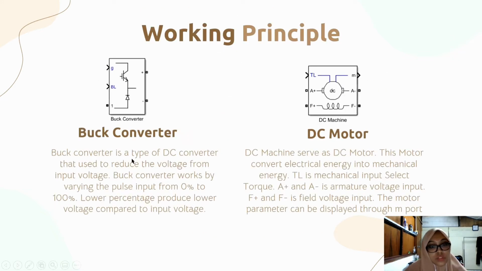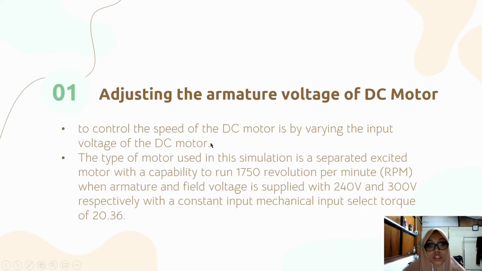This is the buck converter we use to reduce the voltage from the input voltage. It works by varying the pulse input from 0% to 100%. So the last one is the DC motor. It converts electrical energy to mechanical energy. The first working principle is adjusting the armature voltage of the DC motor.